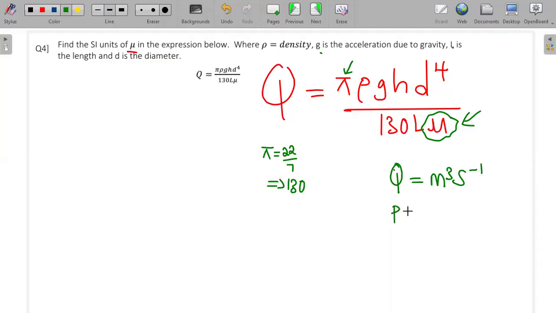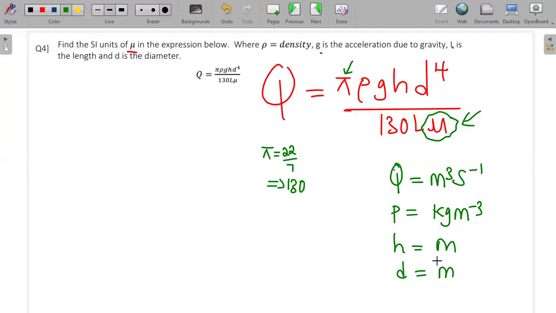So now P, we've been told, is the density, right? So we know the density is kg per meter cubed, or we can write it as kg m^-3. That's the units for density when we are expressing them in terms of the kilograms and the meter. All right, and then H, I said that's just height, so that will be represented in meters. The D, they've told us is diameter. So diameter, again, that's just the length. That will be represented in meters.